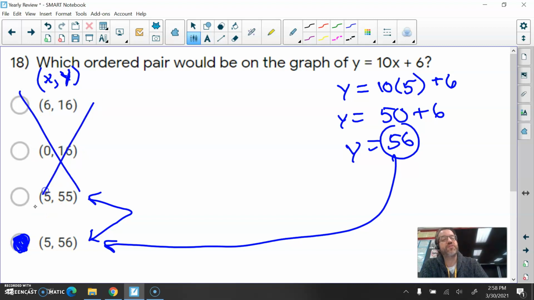It won't be any of these. You could try all of those out, putting 6 in for x and putting 16 in for y and testing them to see if they work. None of the others will work.